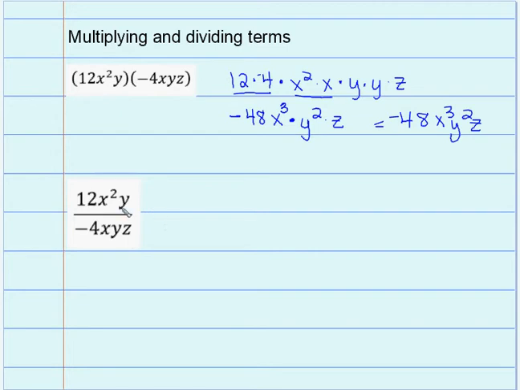Division is the same way. Using your laws of exponents, divide those items that are similar. So 12 divided by -4 is -3. X squared divided by x, when you divide like bases, you subtract the exponents, so you only have one x left. Y divided by y would be 1, and then we're going to have a z left in the denominator.